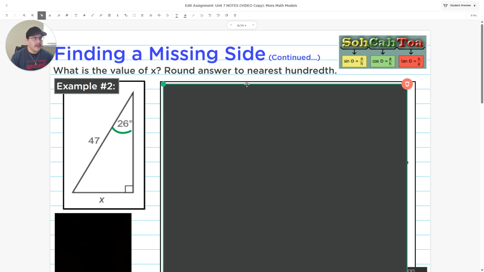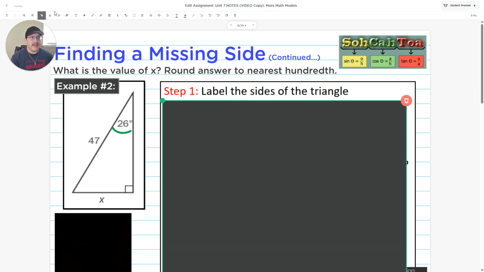So the first step is to label the sides of the triangle. First, let's figure out what we're working with. Here's our reference angle, 26. The side across from that angle is our opposite. The side next to it that's touching the angle is the adjacent. And the diagonal is always going to be labeled as the hypotenuse.